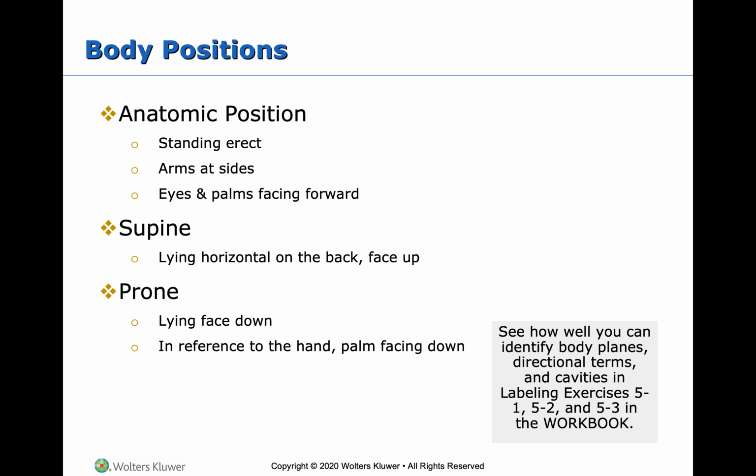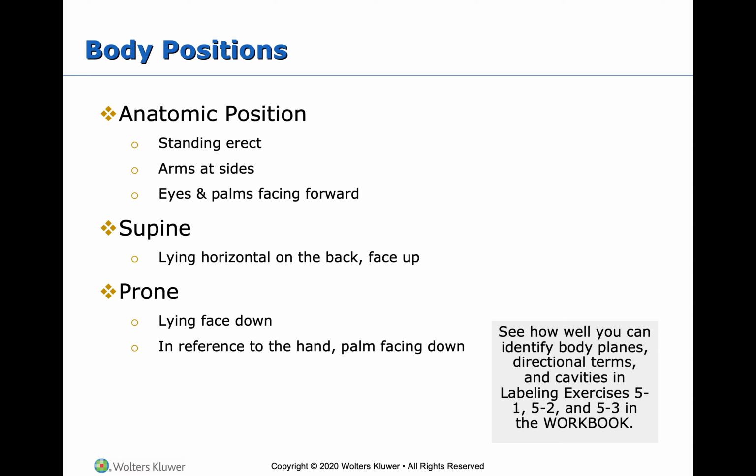Okay, so some basic things you need to know about anatomy is your anatomic position, which is standing erect with the arms at your sides and your eyes and palms facing forward. I believe there's a picture in your book. So page 119 in your book, it's showing you the different planes of the body, which we'll talk about in a second here. That gentleman that's standing there is in an anatomic position, okay? Supine would be laying horizontal on the back with your face up. Prone would be laying face down. If you're referring to the hand, it would be your palm facing down.